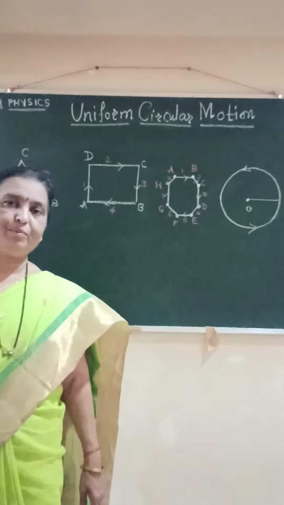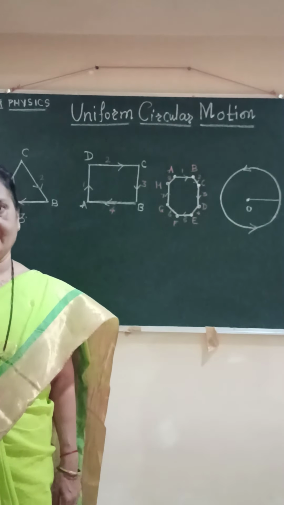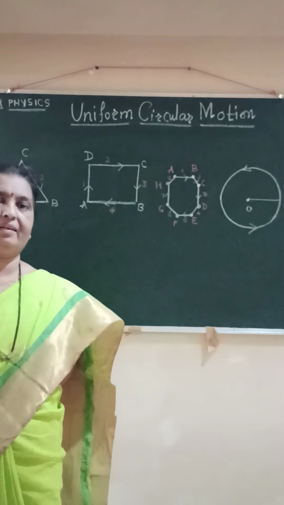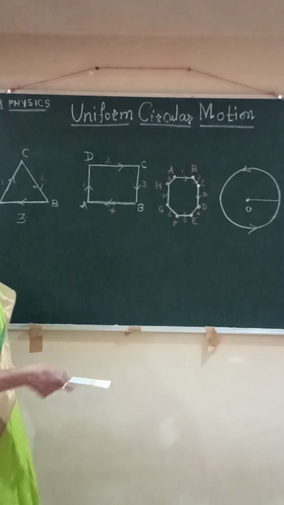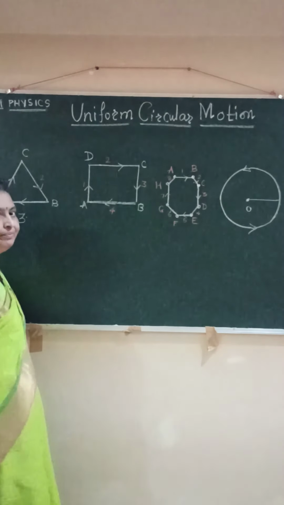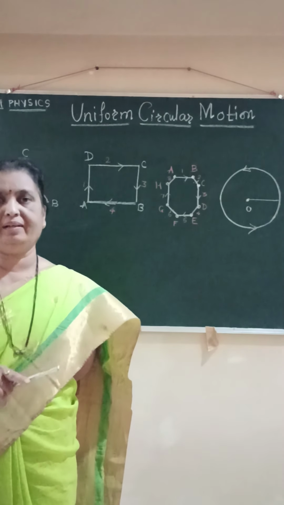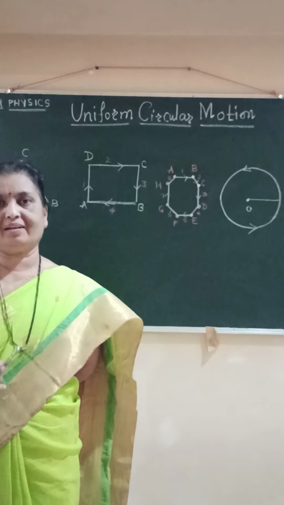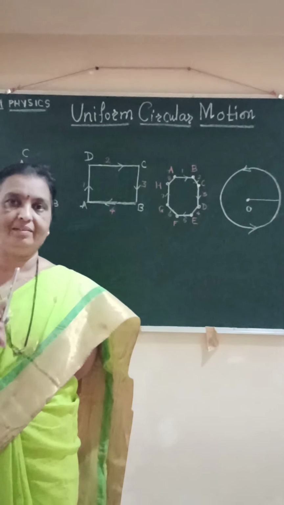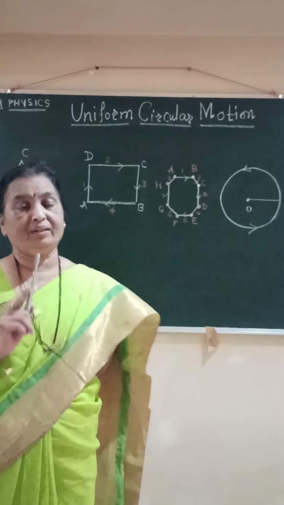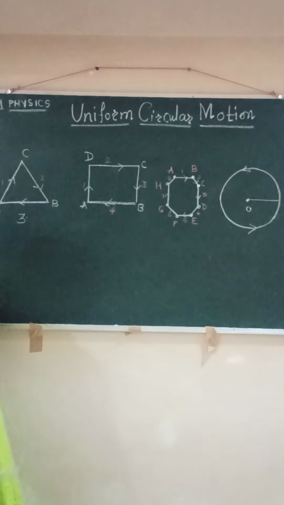In case of linear motion, we have also studied what is meant by uniform motion. When the velocity of the object remains constant both in magnitude and direction, we say the object is in uniform motion. That means the object covers equal distance in equal intervals of time. It indicates that its velocity remains constant. Now in this article we are going to study uniform circular motion.